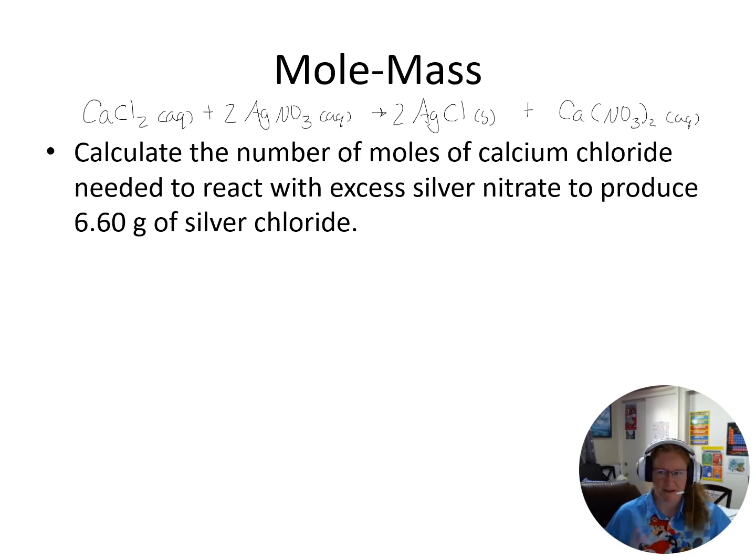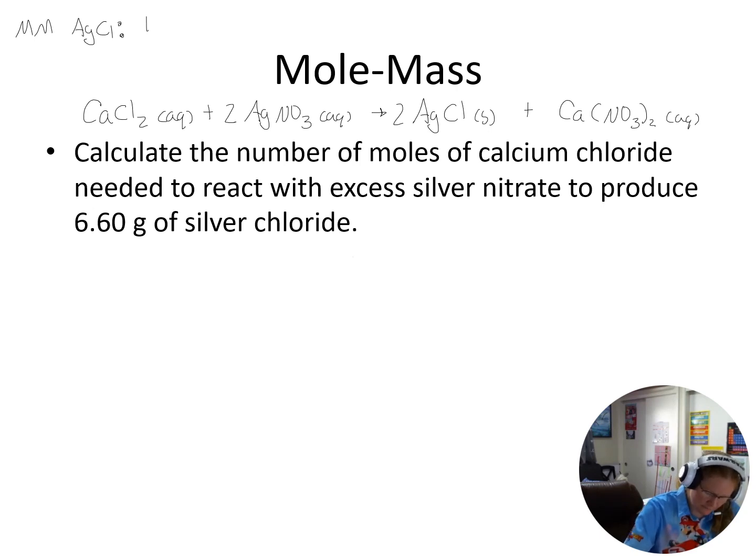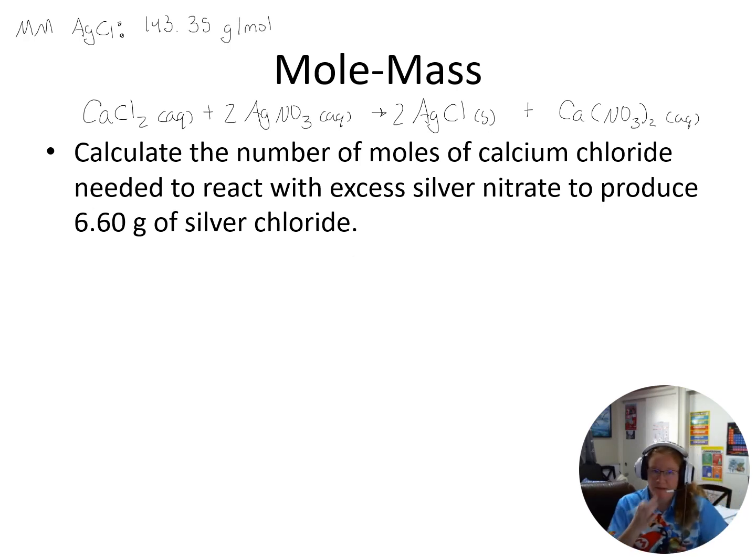Okay? All right, we're going to produce some silver chloride. We want to know how much calcium chloride we need to do that reaction. We have grams of silver chloride, so if we're going to do grams to moles, we're going to need a molar mass. So for our silver chloride, we're going to get 143.35 grams per mole.